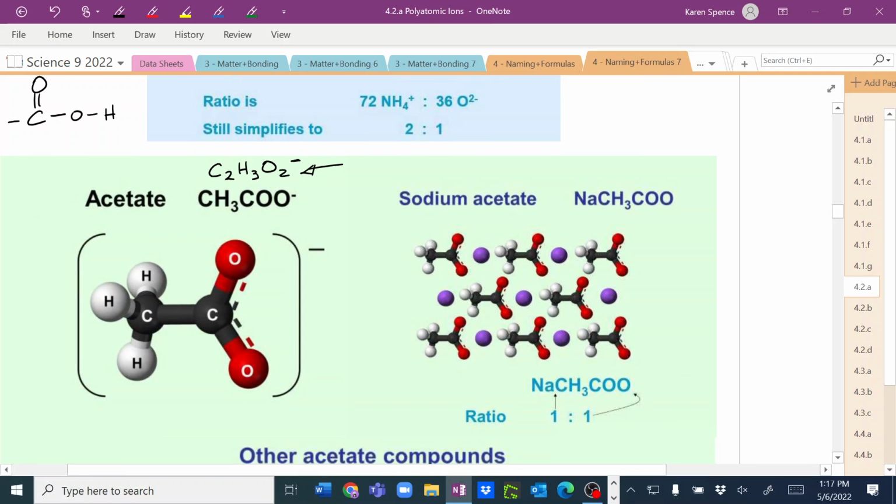What is the charge of a sodium ion? Sodium is in group 1. +1. Acetate is CH3COO with a -1. Do we need to do anything in order to balance out the charges? Or are we already good? We're already good, so we just need one sodium, so we don't have any subscript, and one CH3COO.